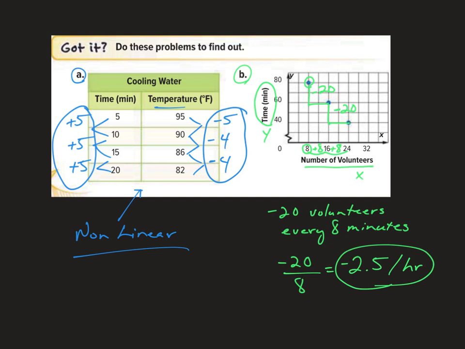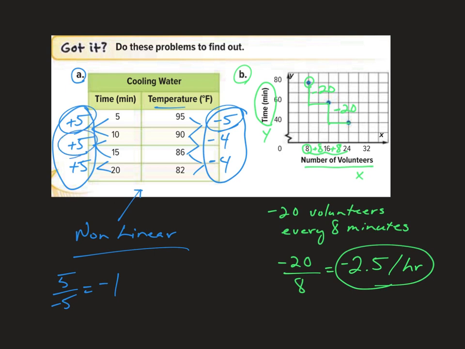Now, if we go back to example A, let's take a look at that unit rate. We could tell by the table that we did not have a constant rate of change. For every increase of 5 minutes in time, we did not have a proportional amount of a decrease in temp. But to look at that a little bit more carefully, if we look at a change of 5 over negative 5, so from 5 to 10 and 95 down to 90, if we divide 5 by negative 5, we get negative 1. So our unit rate is negative 1.